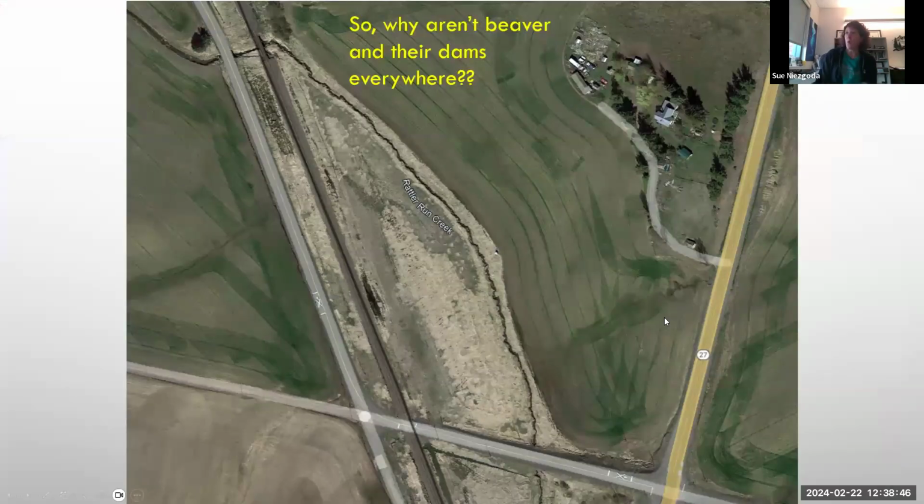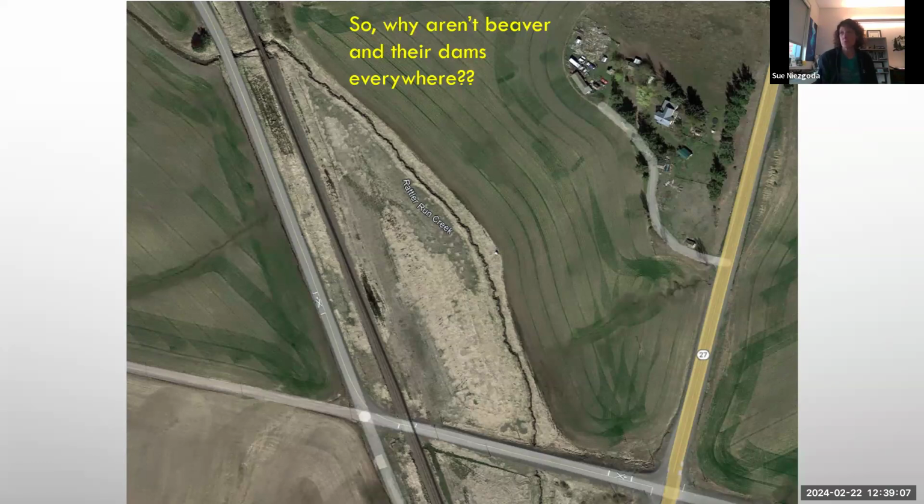So the question then becomes, why aren't beaver and their dams everywhere and in all river systems? And actually they were a whole lot more prevalent, right, way long ago before we eradicated a lot of the beaver, but ultimately they need water and wood, right? So there needs to be in particular wood in the system as well as water.